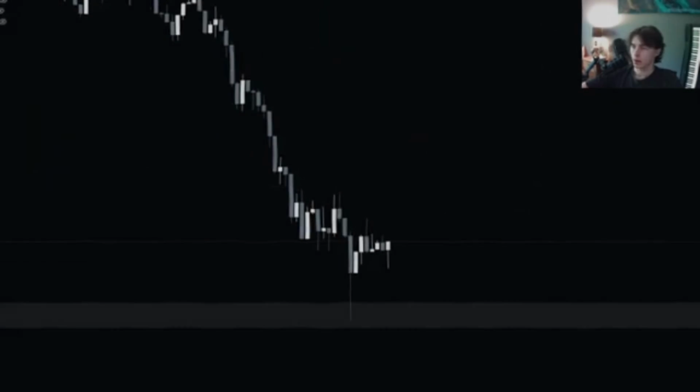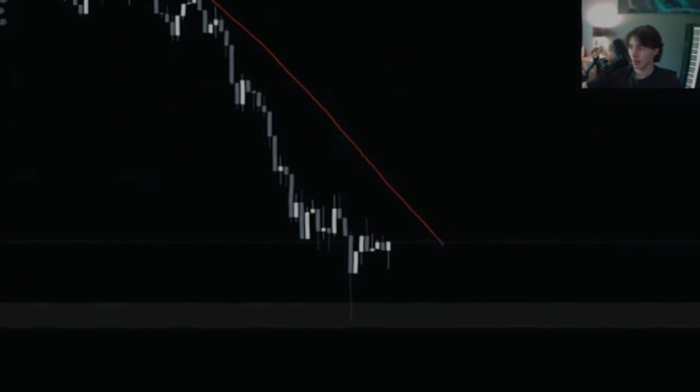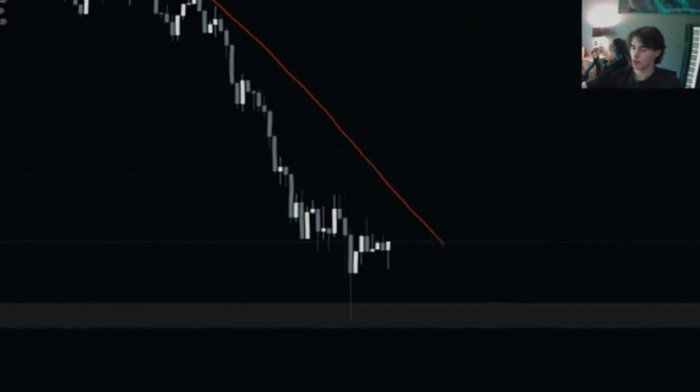So we are still making lower highs and lower lows on lower time frame. High time frame is bullish, but we want to wait for low time frame to align with that. So we have this break at this high here, shifting bullish. We've taken out a low, taken out a high. So pretty clear market structure shift to the upside.